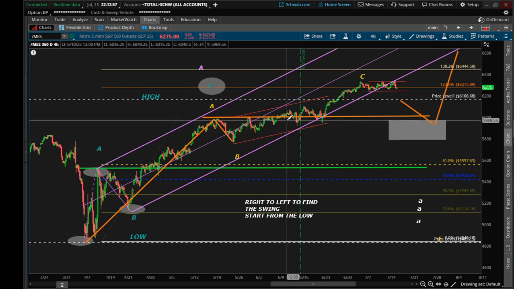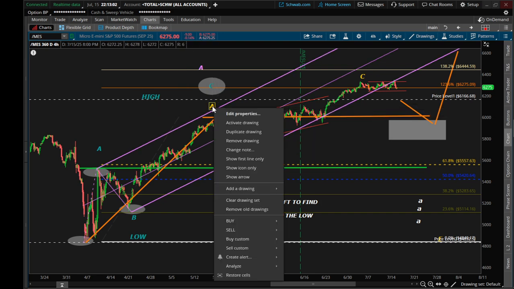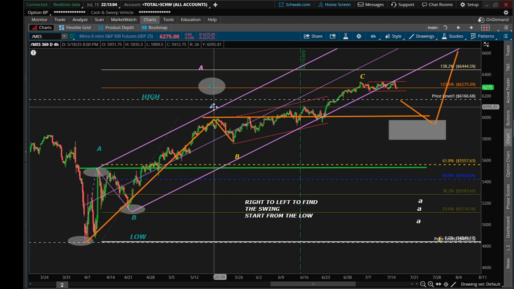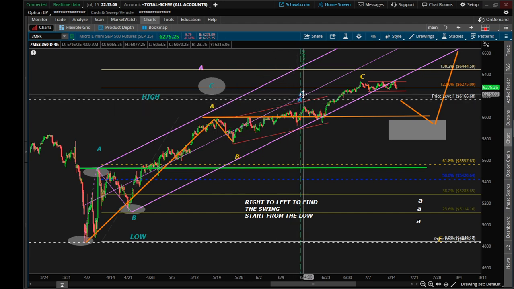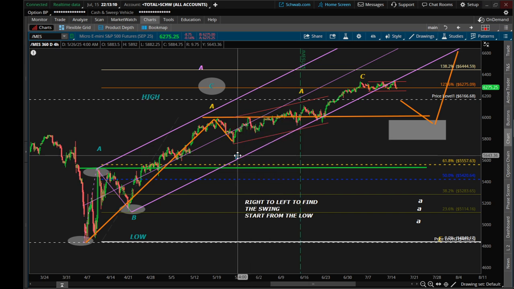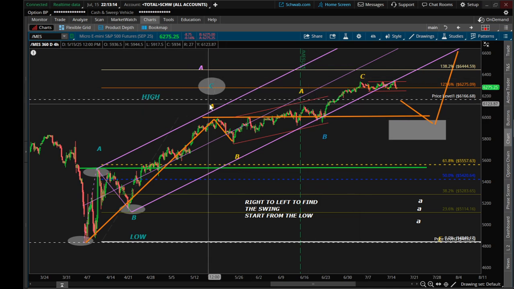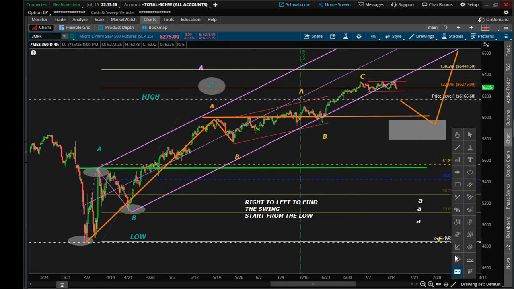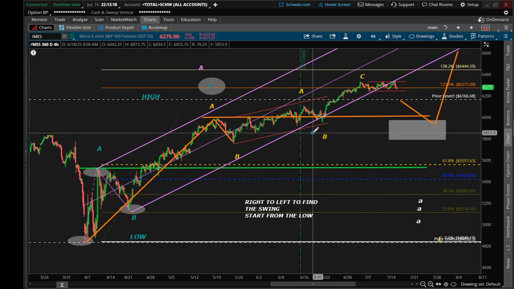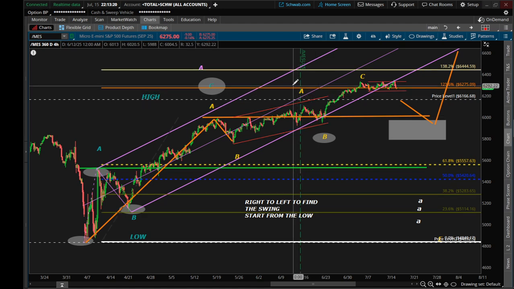So let's go ahead and label that as an A here, a B, and a C here. So I'm going to put an oval on it. Let's just say these are alternate counts right now, the ones with the ovals.